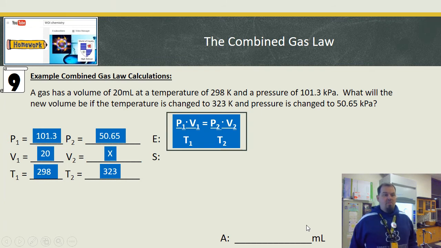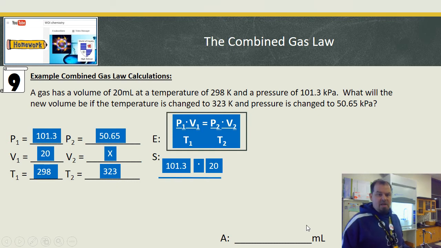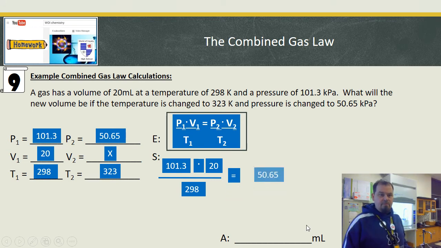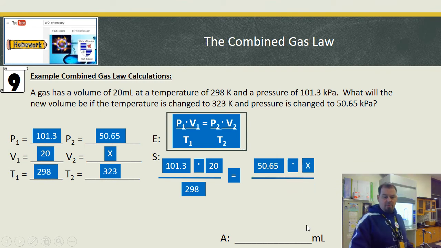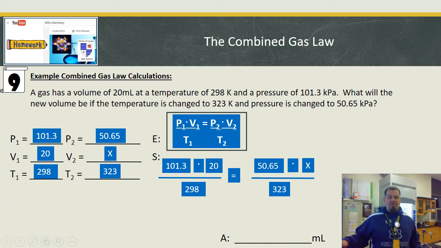So it says P1 V1 over T1, so it's 101.3 times 20 divided by 298. Boom. So there's my 101 times 20, divided by 298. And that is all going to equal P2 V2 over T2. So P2 is 50.65 times X, and then I have over 323. And this is where you get to cross multiply. I'm not going to go into detail right now. I'll do it in class live for you, the detail of how we do this.